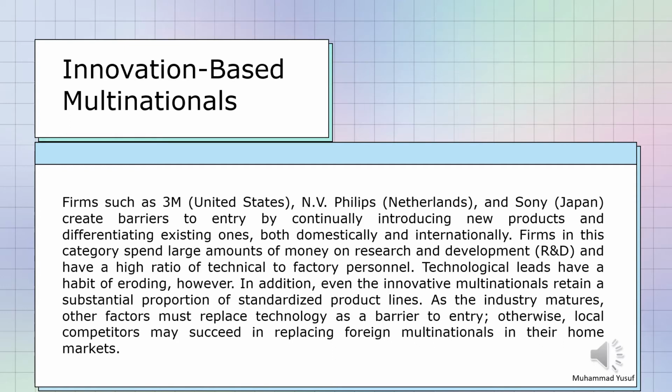As industries mature, other factors must replace technology as a barrier to entry. Otherwise, local competitors may succeed in replacing foreign national firms in their home markets.